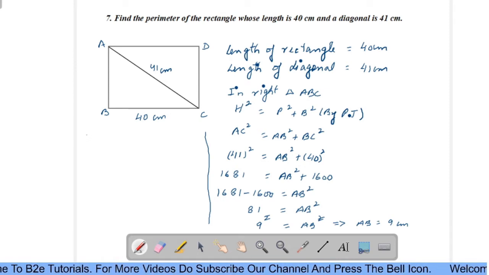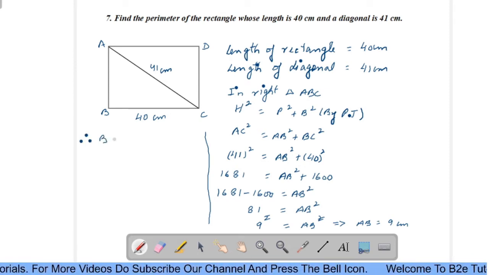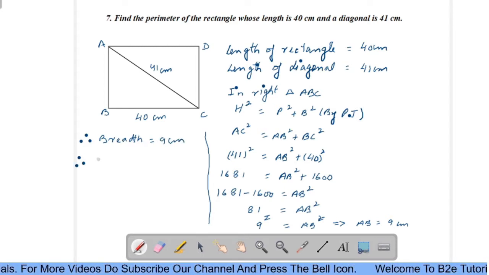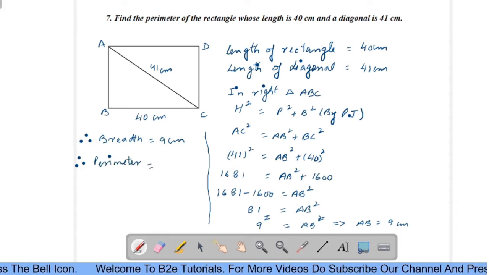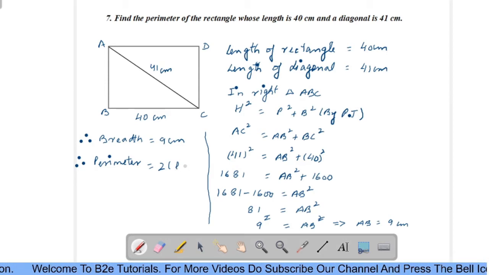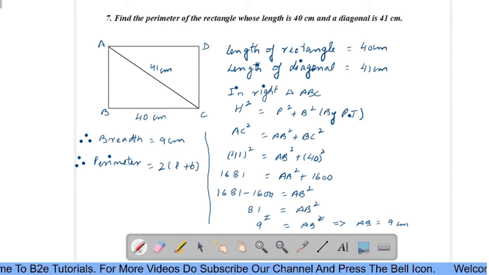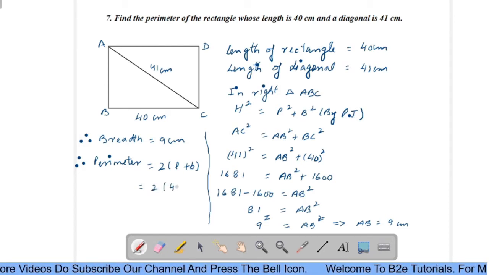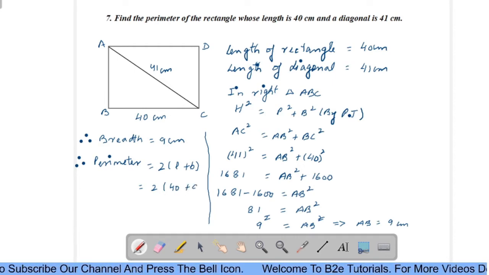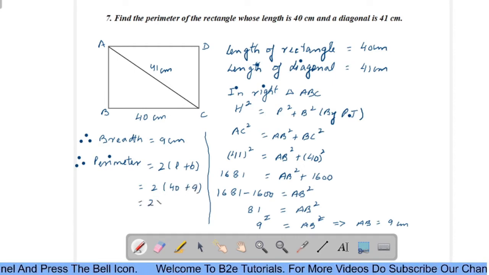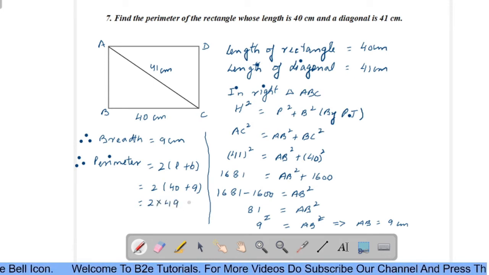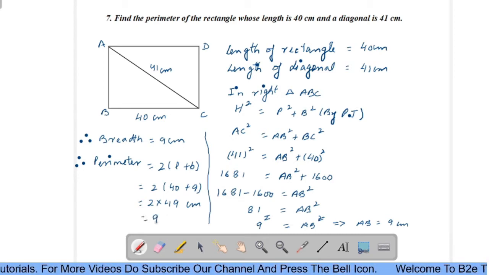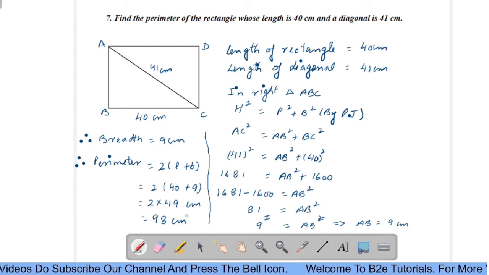Therefore, breadth equal to 9 centimeter. Therefore, perimeter equal to twice length plus breadth. That is 2 times, length is 40, breadth is 9. That is 2 into 49 centimeter, that is 98 centimeter. This is your answer.